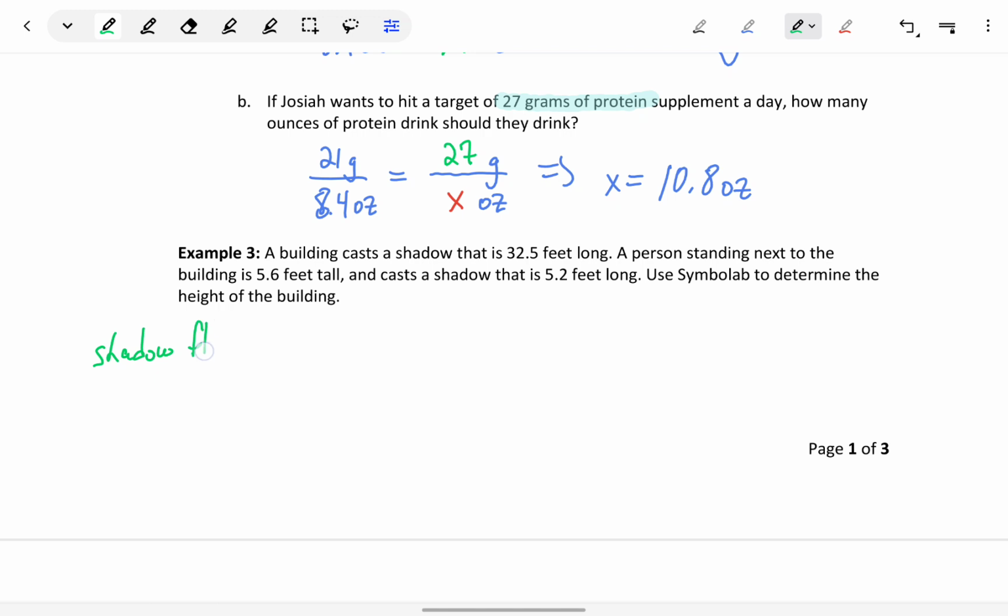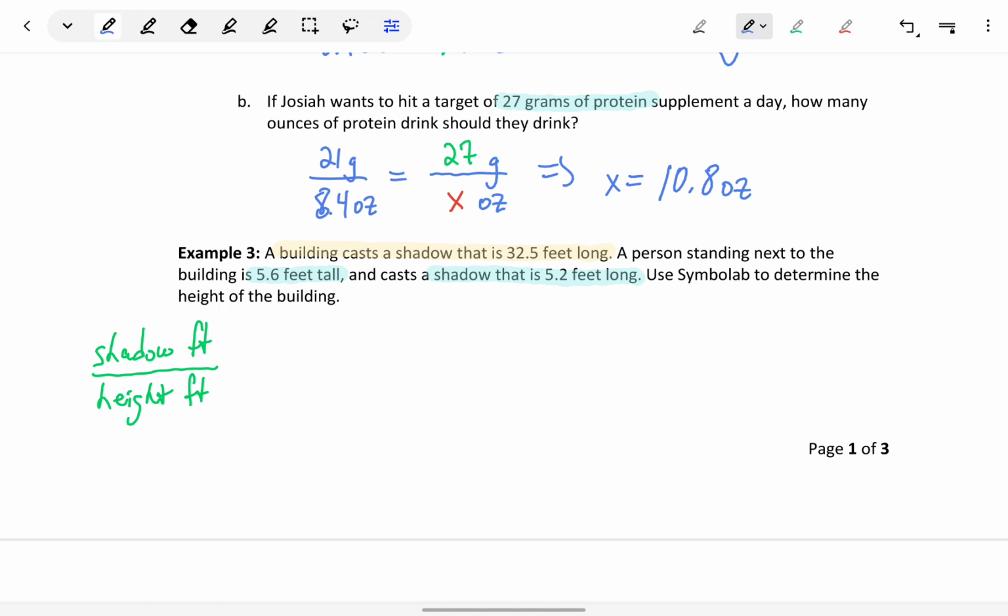We could have the length of that object or that person's shadow divided by their height, or we could set it up as height over shadow. Either way would lead us to the same solution as long as we stay consistent with how we set up the problem. We'll set this up as the length of a person or an object shadow divided by their height. And then we'll look at what information we know. We know the building has a shadow that's 32.5 feet long. We know a person is 5.6 feet tall, and their shadow is 5.2 feet long. The missing piece of information is the height of the building.